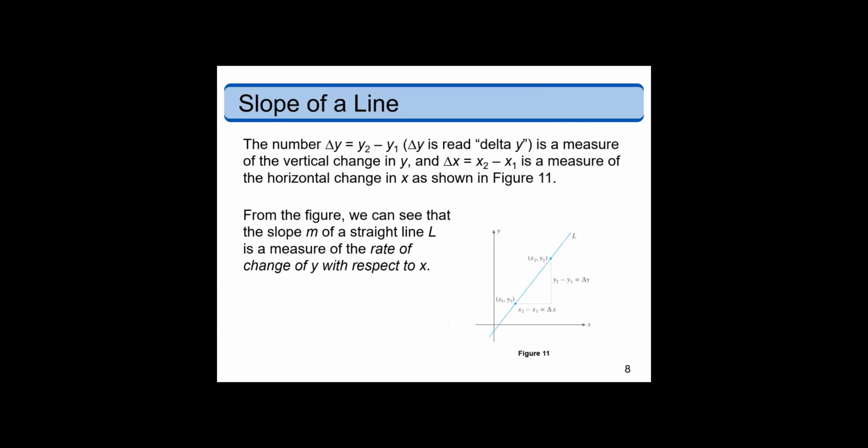All right, so delta y is y2 minus y1, and we use delta to represent the change in y values. Delta x is x2 minus x1, so we use delta x to represent the change in x values. Right here, this part is delta y, this part is delta x. So the slope m of any straight line L is a measure of the rate of change of y with respect to the rate of change of x. So slope equals delta y over delta x, y2 minus y1 over x2 minus x1.